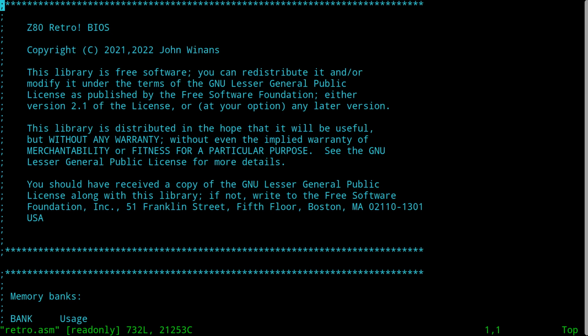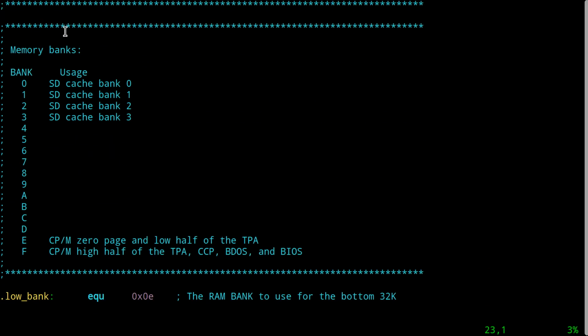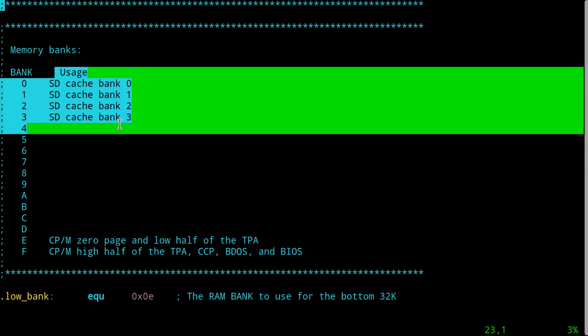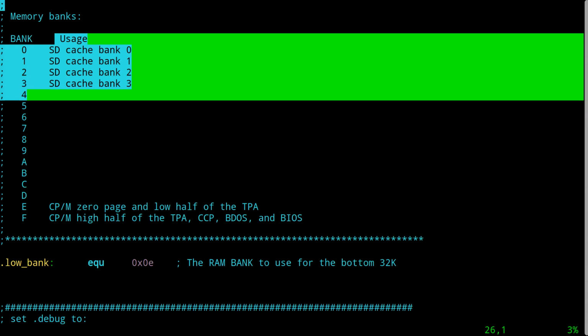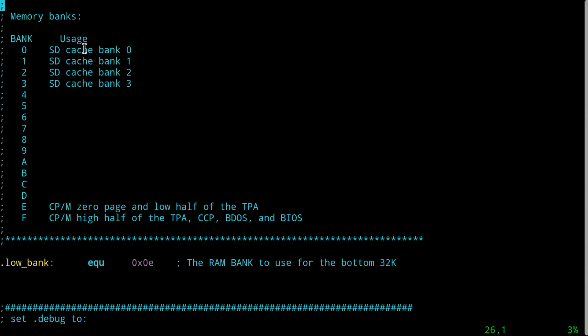Let's look and see what's going on in here. What else did I do? I added this little memory map here, some documentation. Maybe this should also be factored into those other files to show me which banks are used for the cache. But for now, I'm going to leave it here as we work on this, okay?